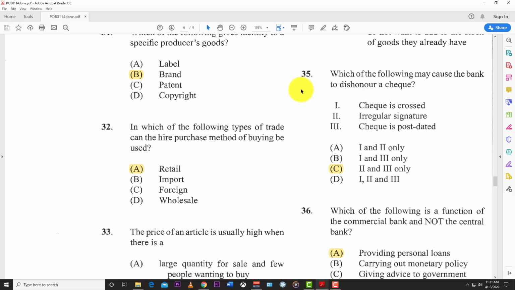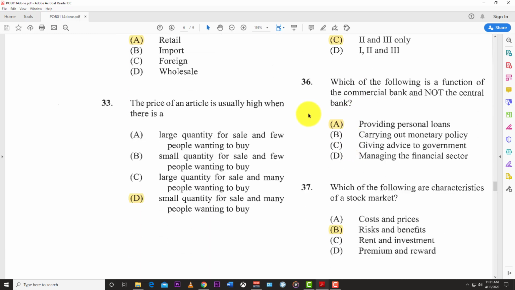Number 35. Which of the following may cause the bank to dishonor a check? And the best answer here is C, irregular signature, and check is post-dated. You can't go cash a post-dated check too early. They're not going to give you the money, so they can dishonor that check at that point.